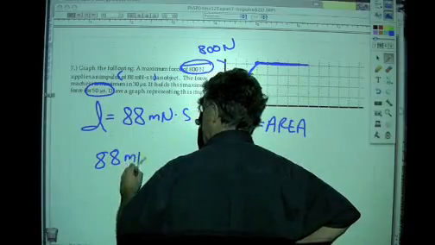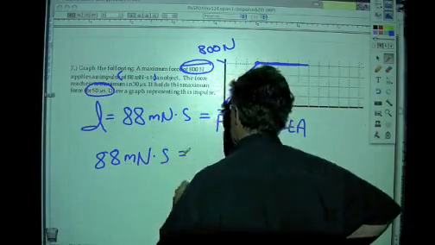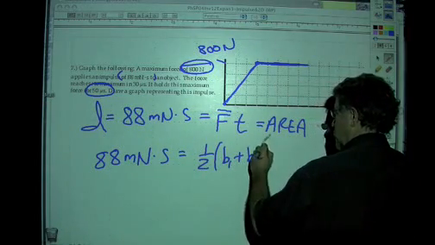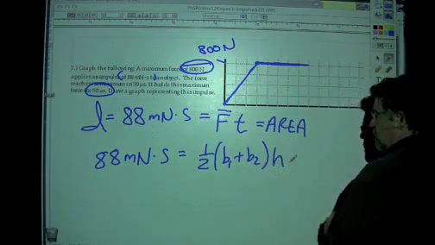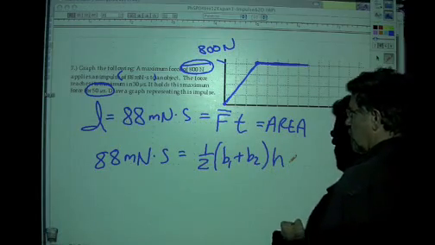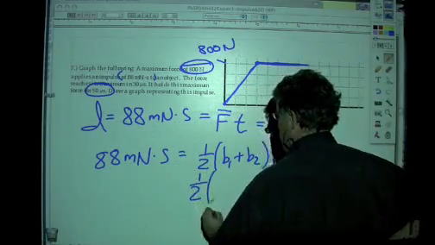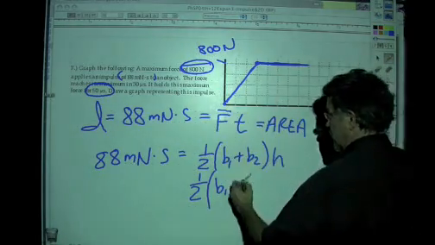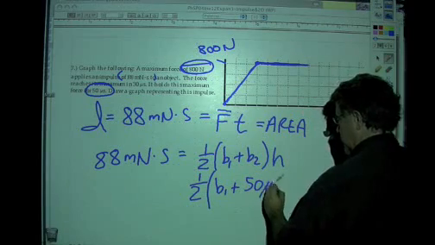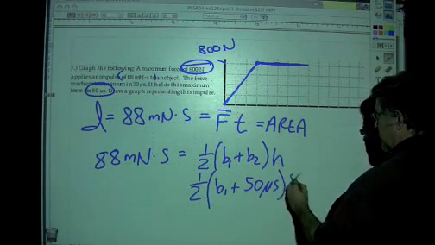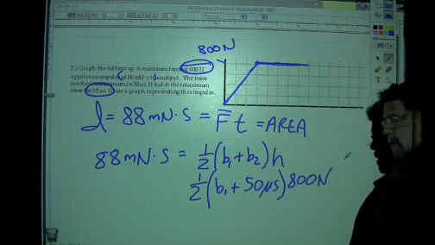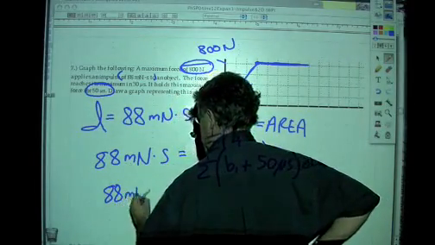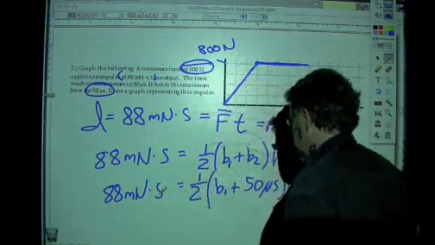88 millinewtons dot seconds equals 1/2 base 1 plus base 2 times the height. Oh, okay, well I know some of this. So let's plug in, that's 1/2. That's my base 1, I don't know what that is, but my upper base I know is 50 microseconds, times my height, which is 800 newtons. And that whole thing is 88, well this will teach you to keep units in your numbers, 88 millinewtons dot seconds.